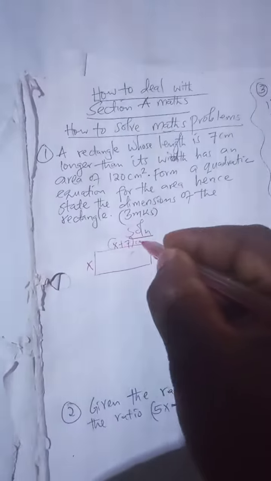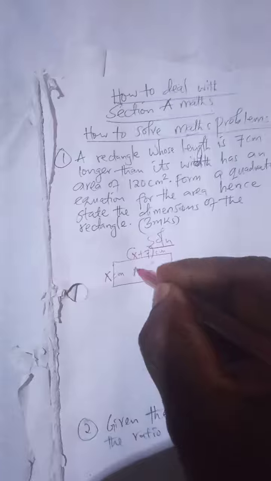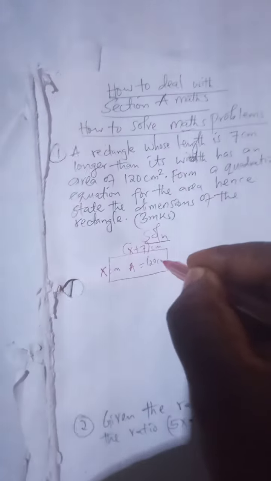7 centimeters longer than what? So this one is centimeters and this one is centimeters. So the dimensions are measured in centimeters. And then we are given that its area is equal to 120 centimeters what? Square. So form a quadratic equation.